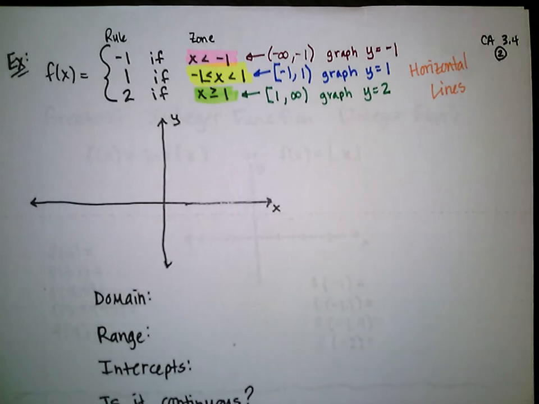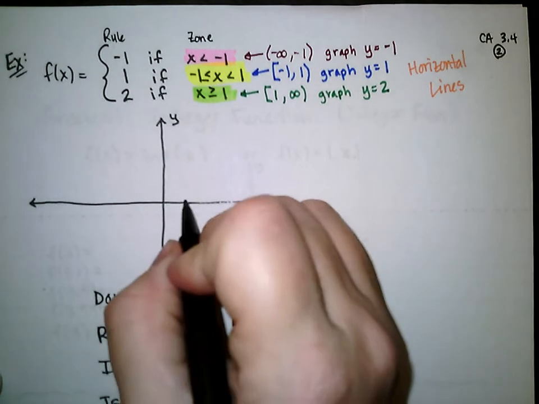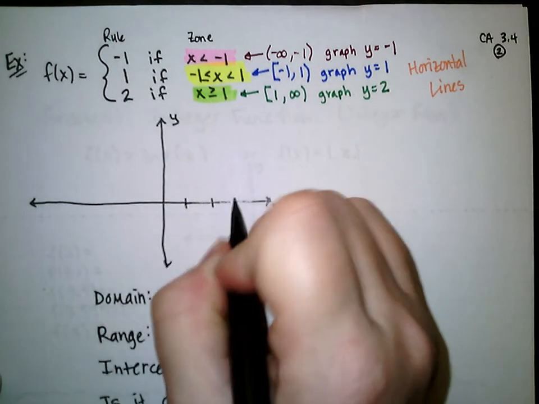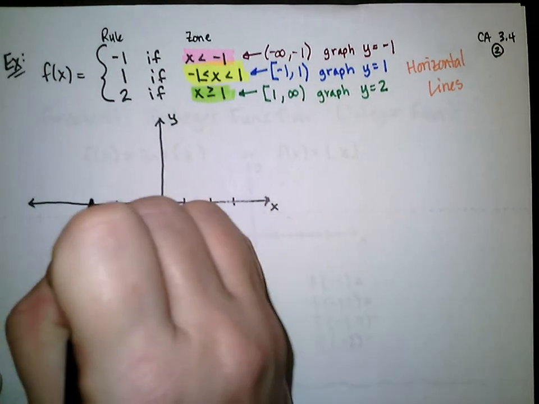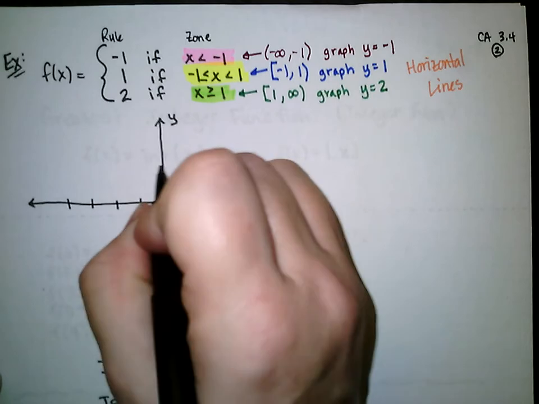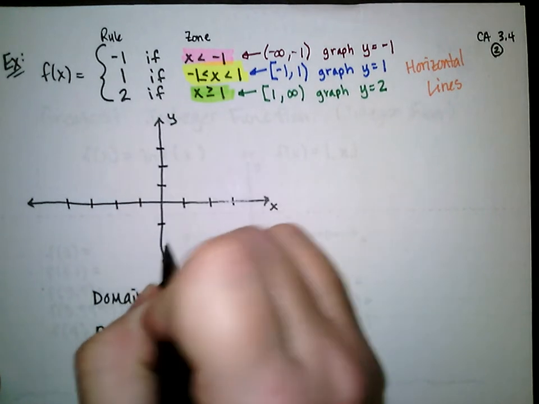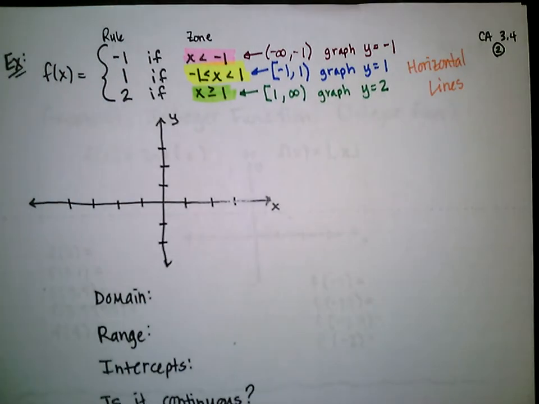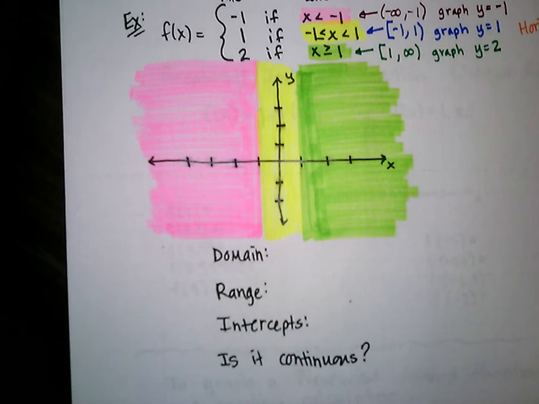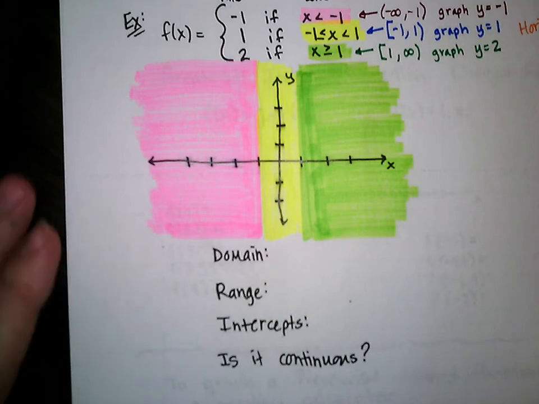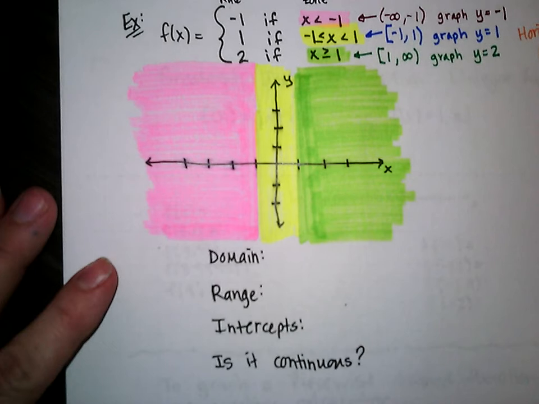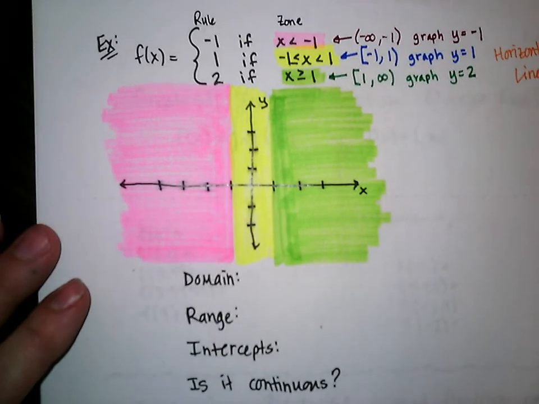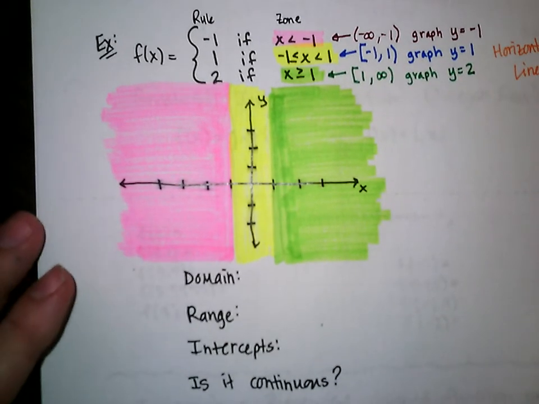So let's go ahead and get our zones colored, if you want to color them. You certainly don't have to. I am going to color mine. So if you want to pause and color yours, come back and check. Here are my colored zones. And on each zone then, I'm going to graph the rule that goes with the zone.